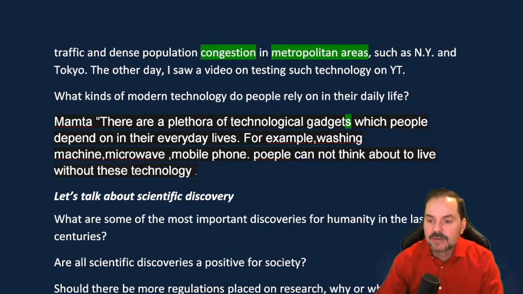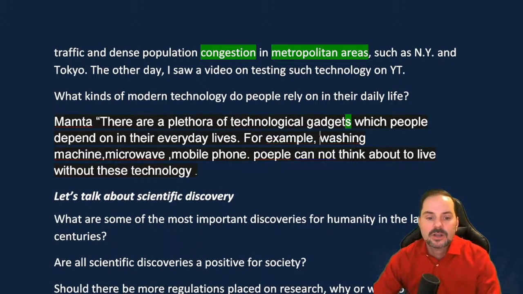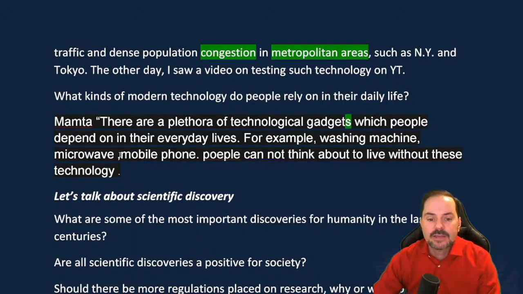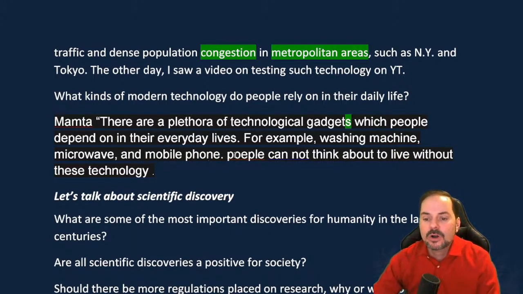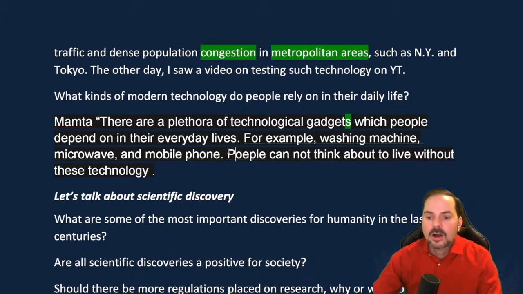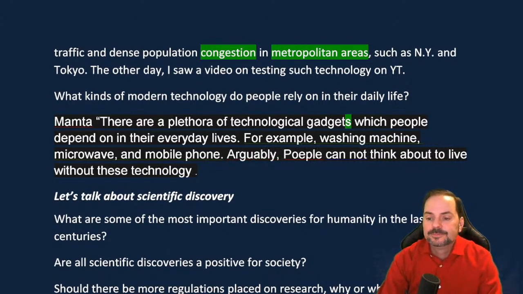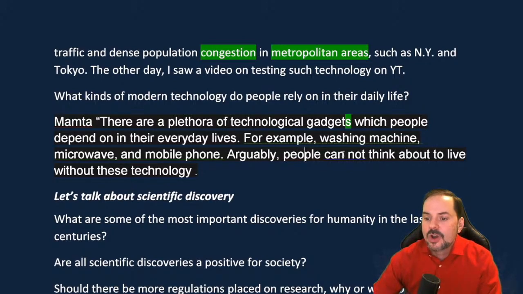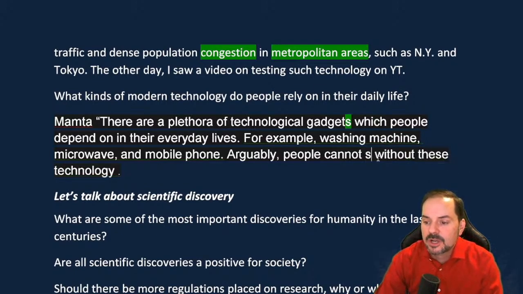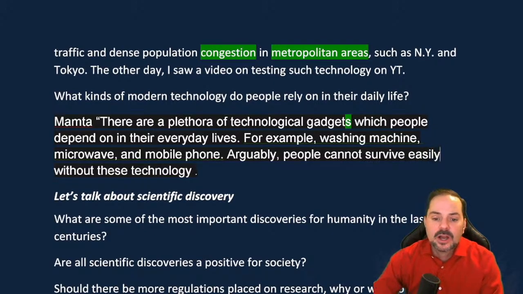For example, let's start that with a capital F. For example, let's put a space there. Washing machine, microwave. Always the last in the list, you should add an and. We do that even verbally. So, and mobile phone. Arguably, I would make this a little bit more natural. People cannot is one word, everyone. So people cannot think about to live without these technologies. So people cannot survive easily. Better choice of words. People cannot survive easily without these technology. Yeah, and you can do that. You can say without these technology.